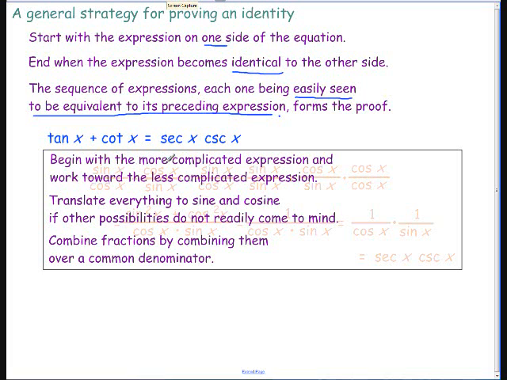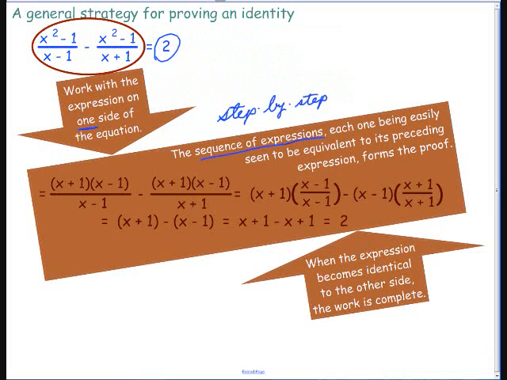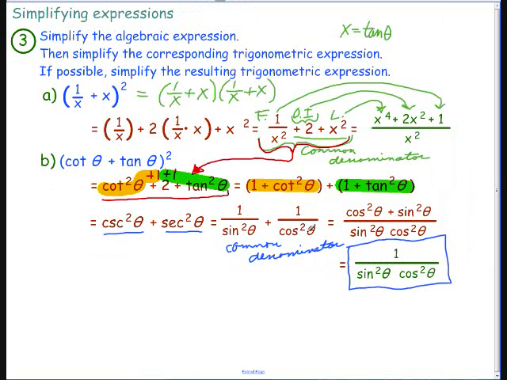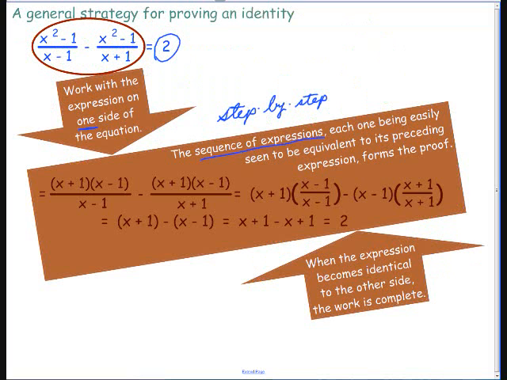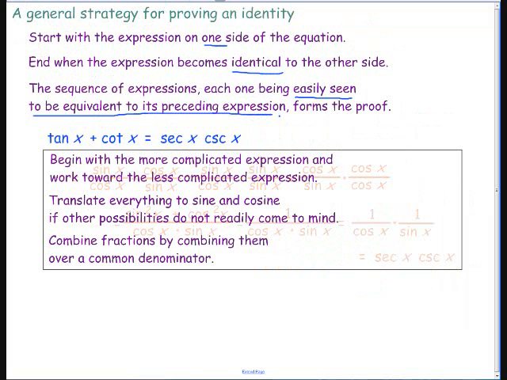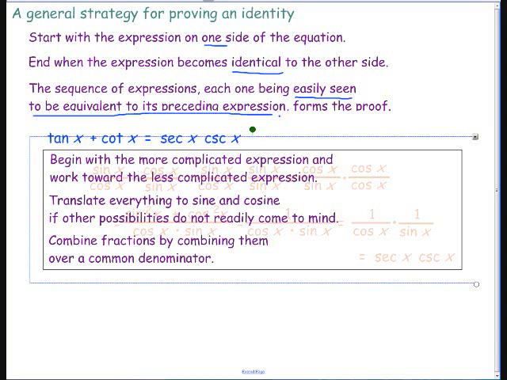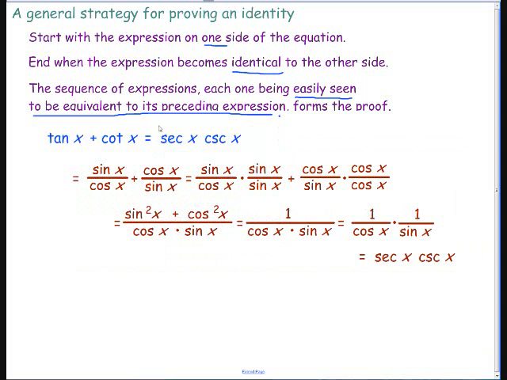So we begin with the more complicated expression and work towards the less complicated. In the one we're about to do, we're going to translate everything to sine and cosine. And then we're going to combine fractions. What did we say? Anytime we have, go back here, anytime we have 2 fractions, we want to get the least common denominator. So now we're going to do an example of that. Let me guide you through what we're doing here.